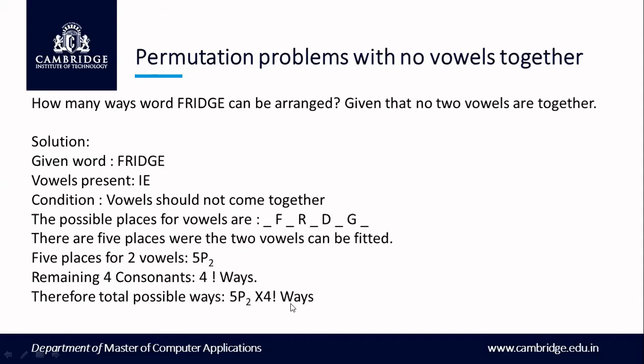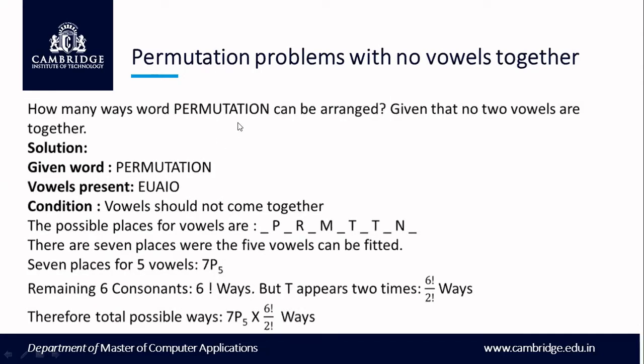Let us take one more example. How many ways can the word PERMUTATION be arranged, given that no 2 vowels are together? The given word is PERMUTATION. The vowels present are E, U, A, I, O. The condition is that vowels should not come together. For the possible places for the vowels, we have to write all the remaining consonants with spaces in between.